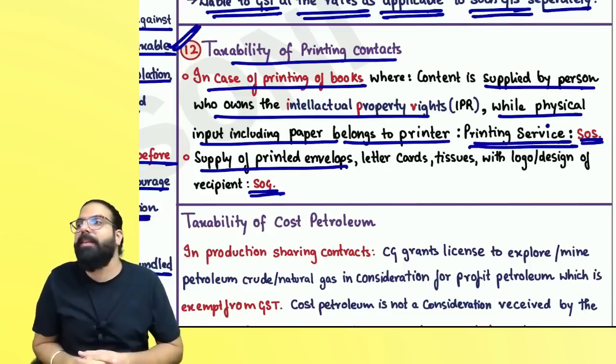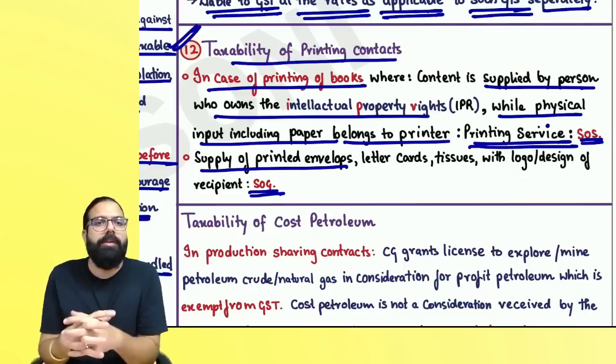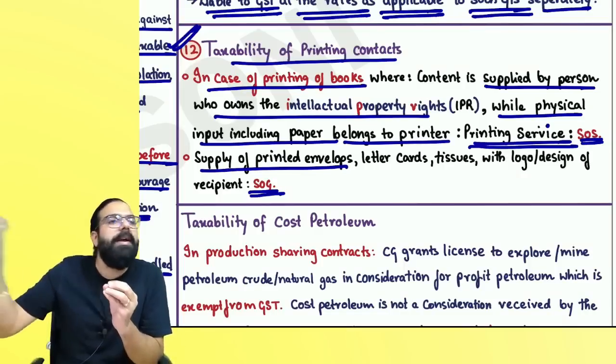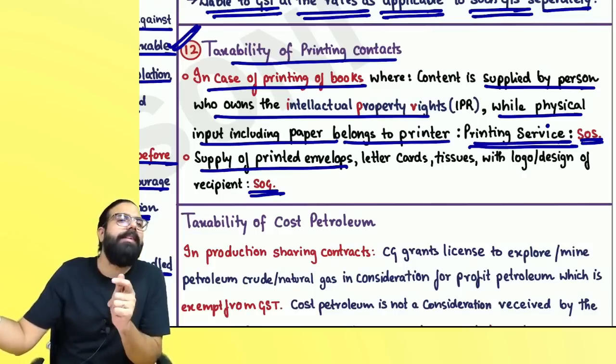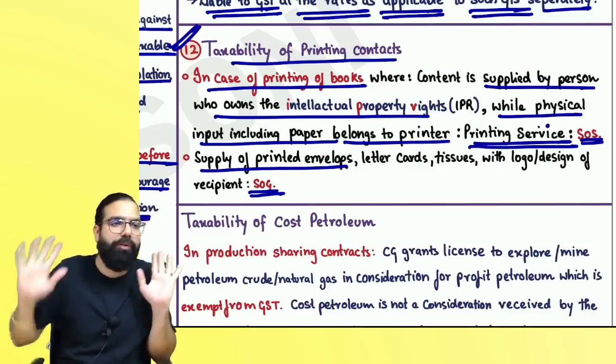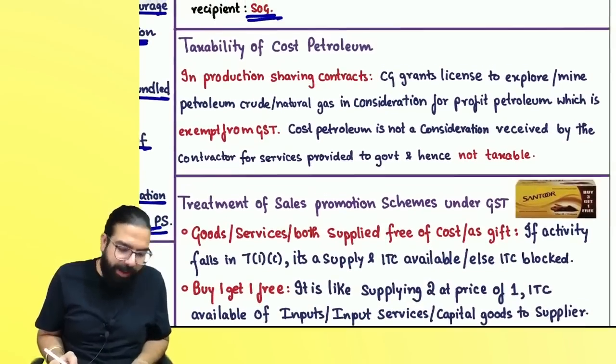But sir, if I tell someone that I want carton boxes, that person is principally giving me carton boxes, and as an ancillary service he prints my logo and gives, then in that scenario it will always be a supply of goods. Are we clear with this point, everyone? Yes sir, point is clear.